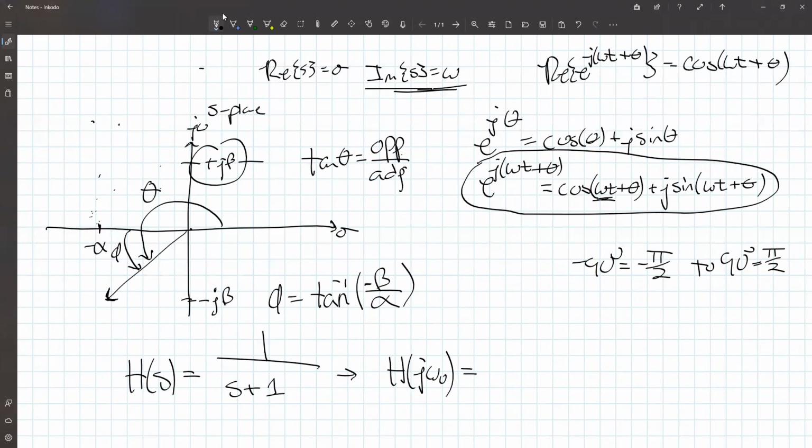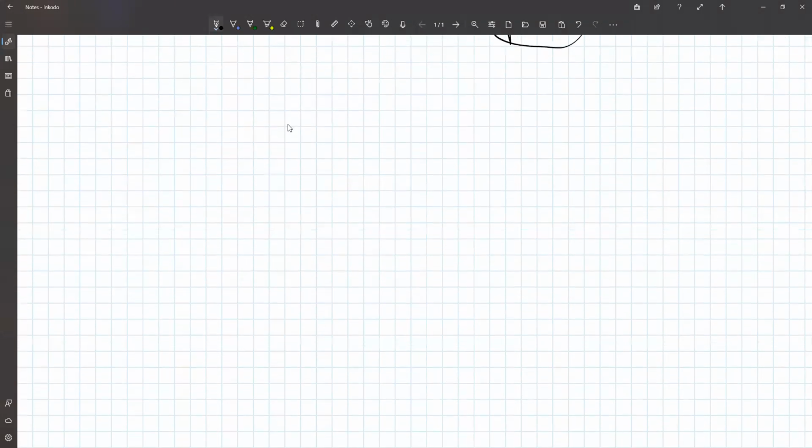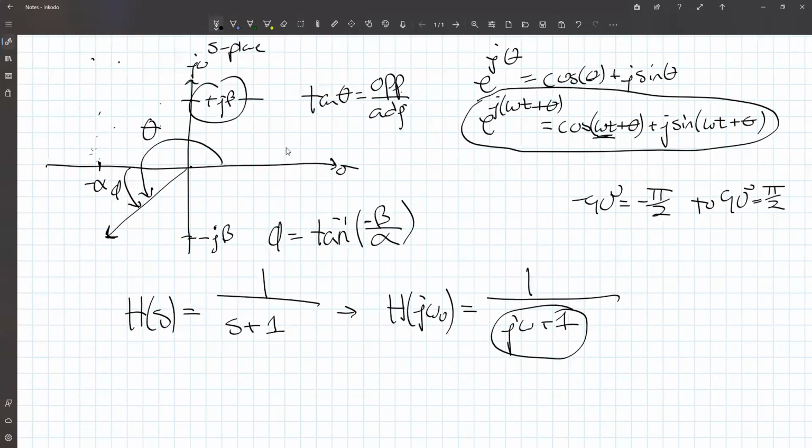And if you want to know why that is, I can tell you, but right now let's not worry about that. And this becomes 1 over j omega plus 1. I want to know the angle of this. Well, I have my s plane, I'm at 1 right here, and then if I plugged in some value for omega, I would come out and have a number like this. And here's my angle.